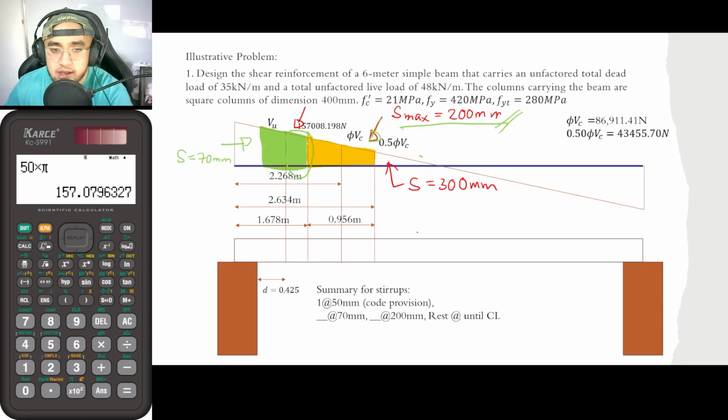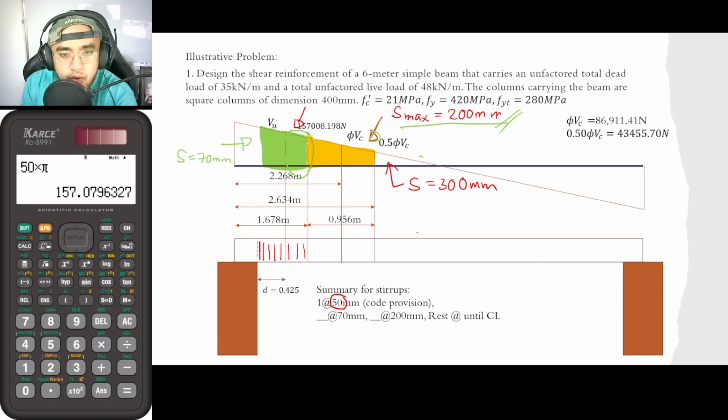Okay. So, next up guys, in your summary, kailangan nyo pong sabihin kung ilang piraso po sila when you are designing, let's say, a structural plan. Okay? So, according to the code guys, this is a code provision here. For the first one, or for the first spacing, it is actually required that at least one should be 50 mm. So meaning guys, if this is the face of the concrete, the first stirrup must be located 50 mm from that point. Okay? And from that point forward, you would now be providing 70 mm spacing.